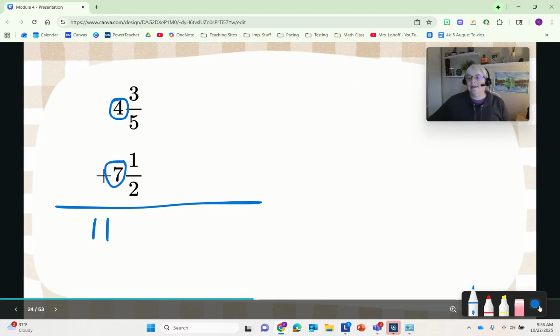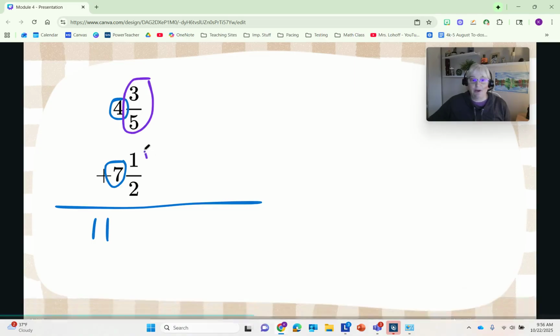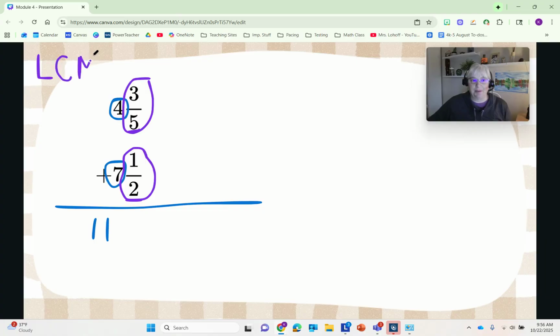There we go. Let me change colors. I like purple. Now we're going to add the fraction parts. We've been practicing this for a long time. 3/5 plus 1/2. First thing we do when we add or subtract fractions is we have to look at the denominator. That number on the bottom, is it the same? No. We have a 5 and we have a 2. That means we need to find our least common multiple.